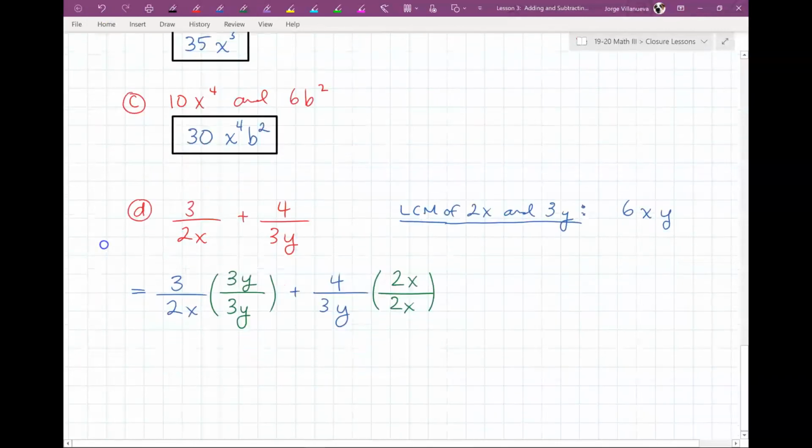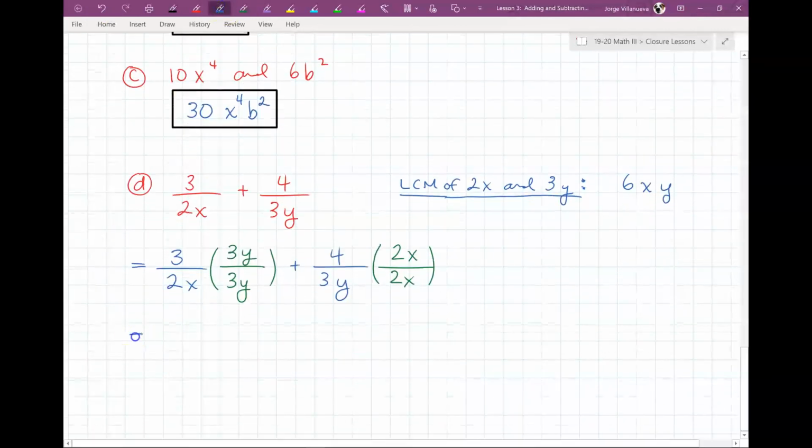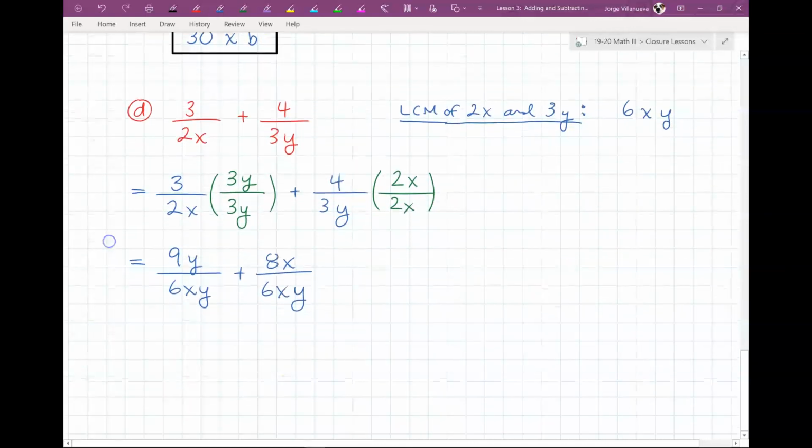Okay, so let's go ahead and work this out. We get 9y over 6xy plus 8x over 6xy. Now notice how my denominators are now the same. Since my denominators are now the same, then I'm just going to add these things together. So remember, you add straight across. 9y plus 8x over 6xy. Okay? And that's going to be my solution.